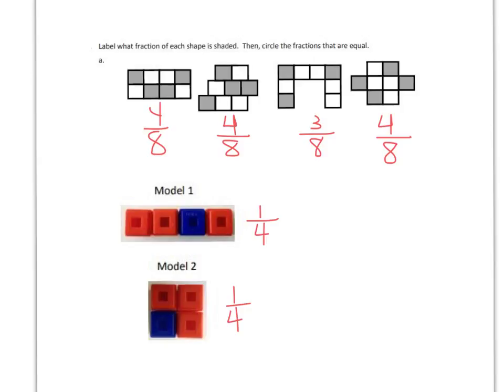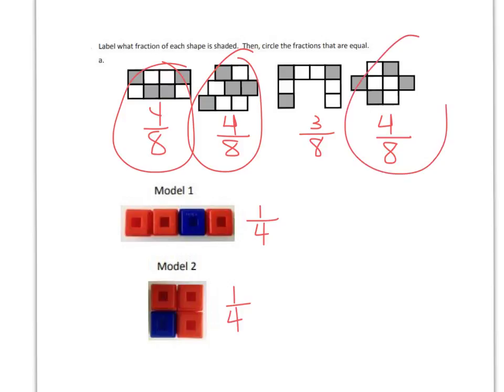These three fractions all show 4/8. Even though they are all different shapes, they are all still showing 4/8. Model 1 and Model 2 show 1/4. The size of the units and the size of the whole didn't change. That means 1/4 and 1/4 are what we call equivalent fractions, even though the shapes of our wholes are different.